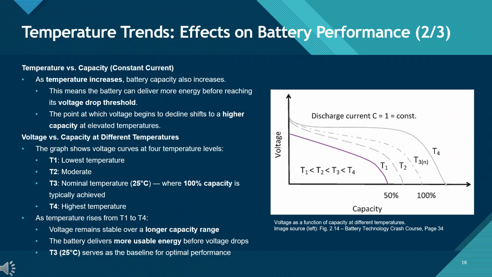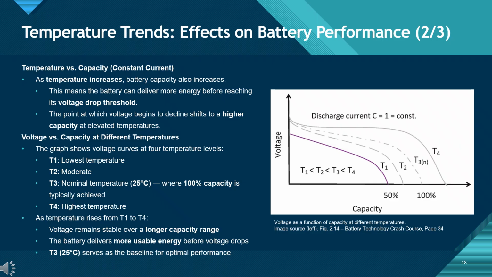Temperature trends, voltage versus capacity. This slide examines how temperature affects battery capacity when the current is held constant. As the temperature increases, the battery can deliver more capacity before reaching the point where the voltage begins to drop. This means higher temperatures allow the battery to operate longer before hitting its cutoff voltage.